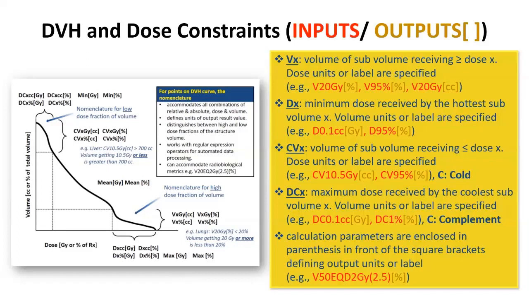Calculation parameters are enclosed in parentheses in front of the square brackets defining the output units or label. And the laser pointer maybe is not working, I think. Now it's okay.